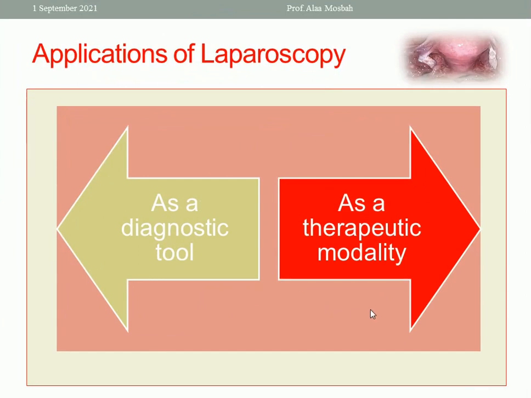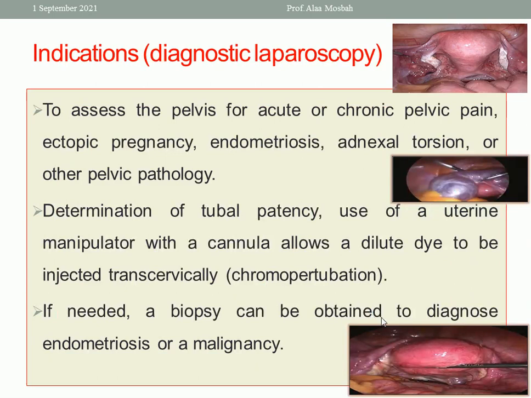So what is the application of laparoscopy in gynecology? We can use it as a diagnostic tool or as a therapeutic modality. What is the indication for laparoscopy in gynecology? We can assess pelvis for acute and chronic pelvic pain. We can diagnose ectopic pregnancy as in this picture. This is ectopic pregnancy, tubal ectopic. We can diagnose endometriosis, adnexal torsion, or other pelvic pathology.